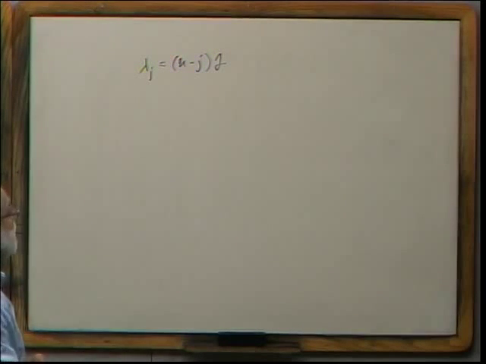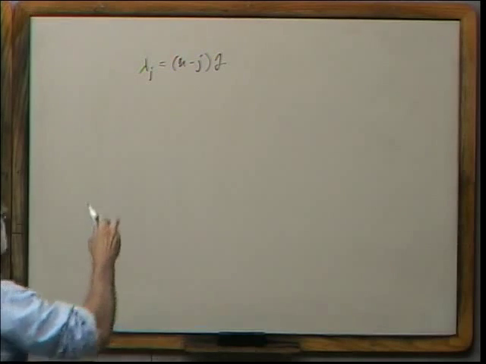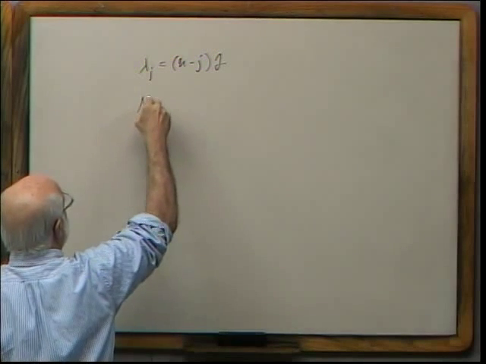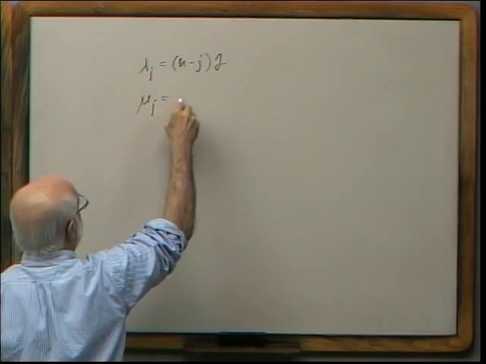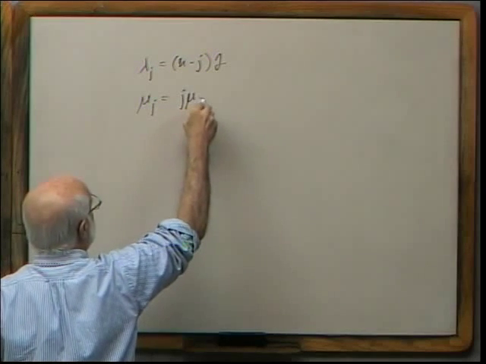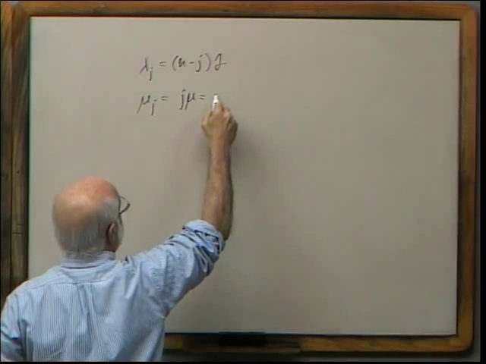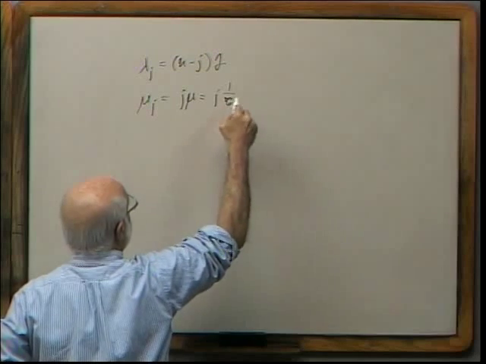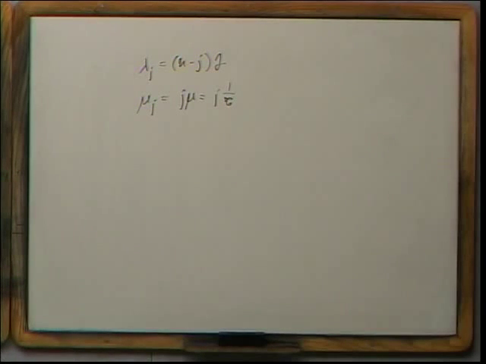We make a similar assumption for the death coefficients. Mu j is equal to j times mu, where mu is equal to 1 over tau, j times 1 over tau, assuming that we have exponential service times, and we solve the equations. And then we saw that when we solve the equations, the result is exactly this result right over here.